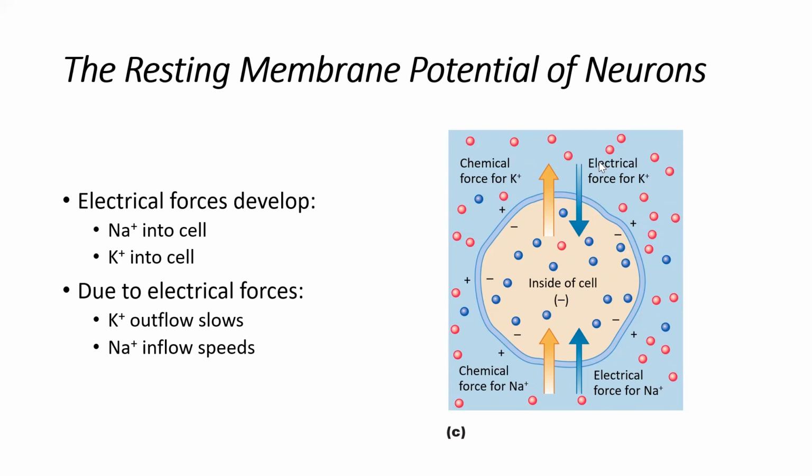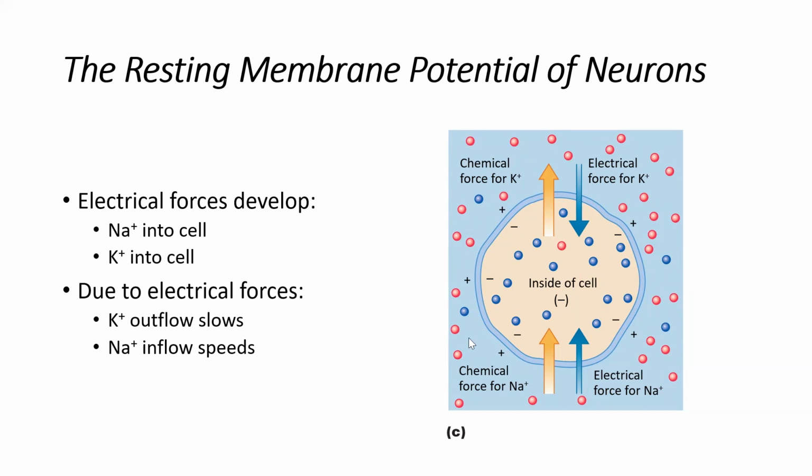So now potassium wants to get back into the cell, but sodium also wants to get back into the cell, right? They're both positively charged ions. And if we're only thinking about the electrical force, both of these ions will want to try to get back into the inside of the cell, where we have a negative environment, okay?